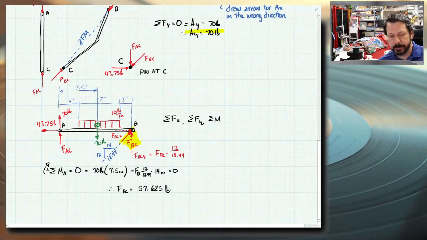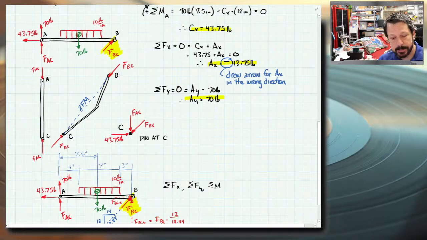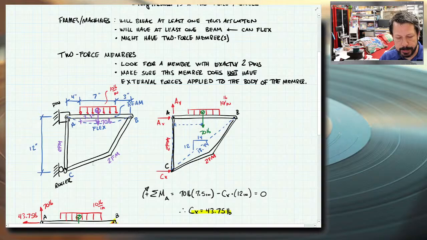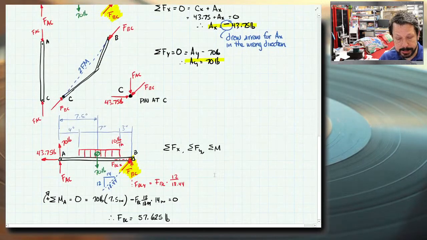So the positive number means that every one of the FBC arrows I drew is the correct orientation. So that means BC, look at the arrows on B and C, they're pointing towards the body, so it's in compression. And if you look at our original picture, you could certainly imagine member BC being in compression in the way that this is sorted out. So that's what we got, is that it's in compression.